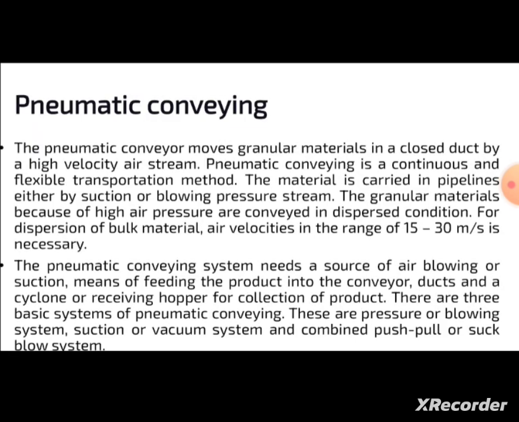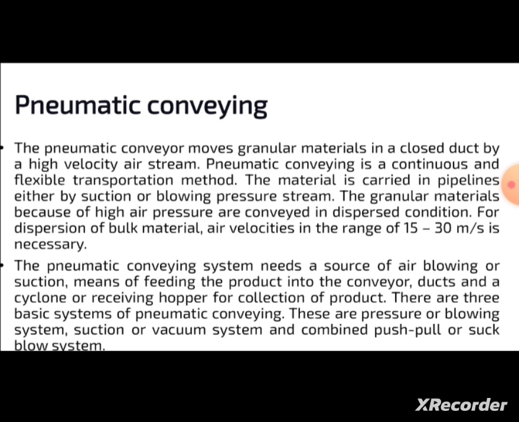The next one will be pneumatic conveying. The pneumatic conveyor moves granular materials in a closed duct by a high velocity air stream. Pneumatic conveying is a continuous and flexible transportation method. This is carried in a pipeline either by suction or blowing process stream, and the air velocities will be in the range of 15 to 30 meters per second, as necessary for most of the bulk materials.